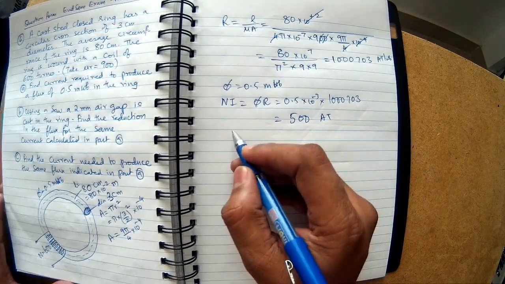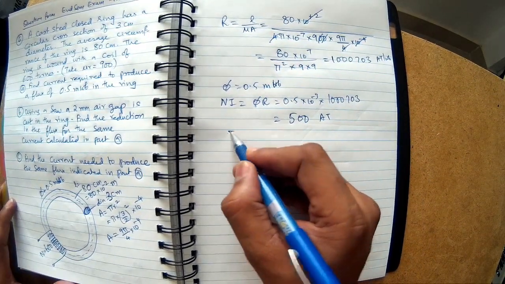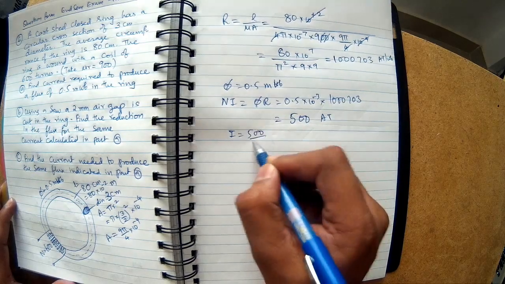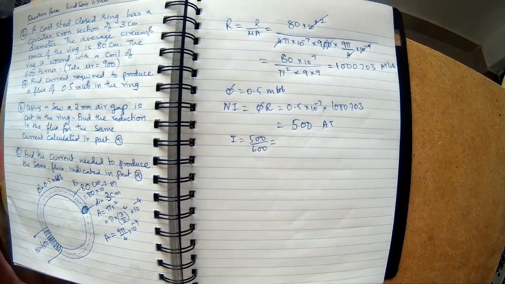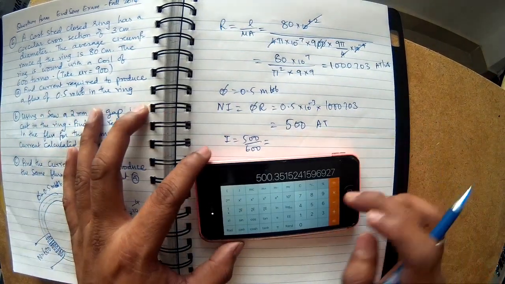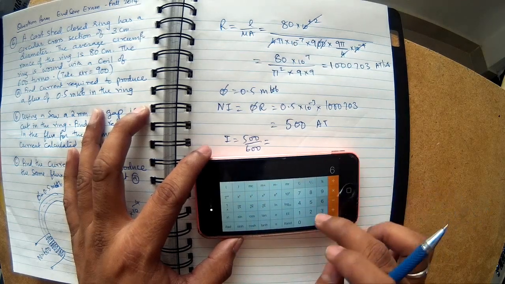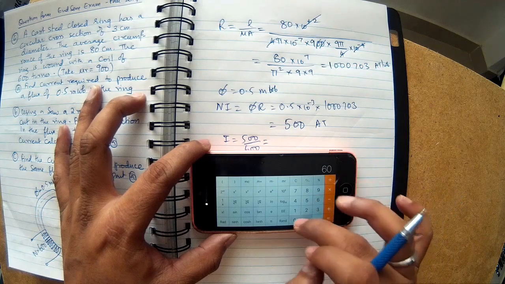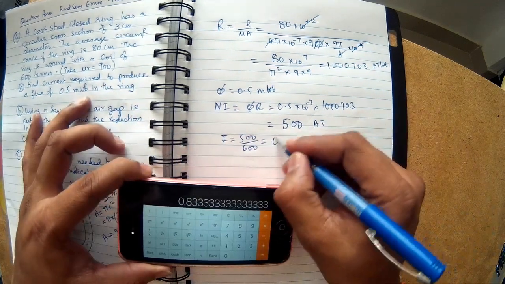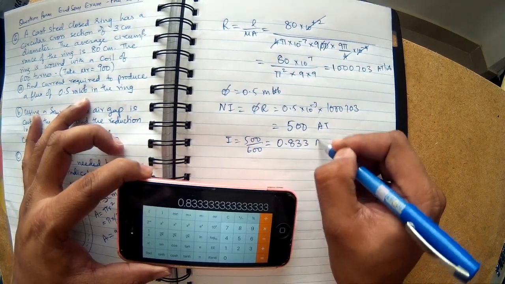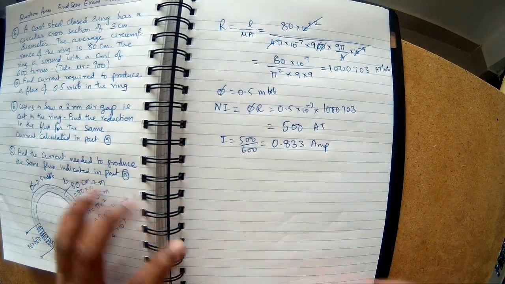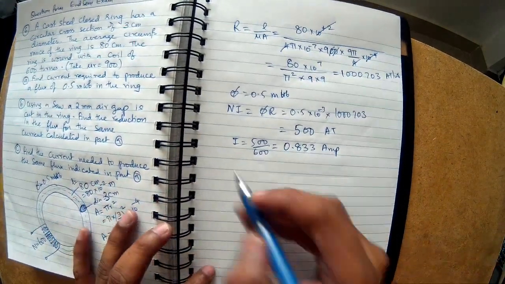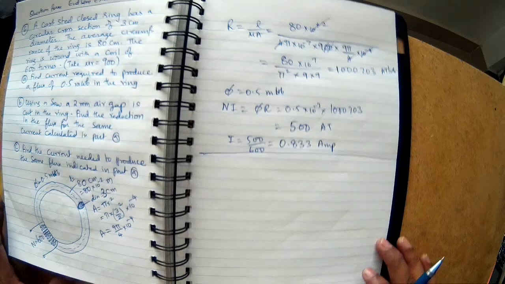And I already know that the number of turns is 600. Therefore the current required is 500 by 600. So how much is that? 500 divided by 600, I get 0.833 amperes. That's part A of the question. Up to here is part A.